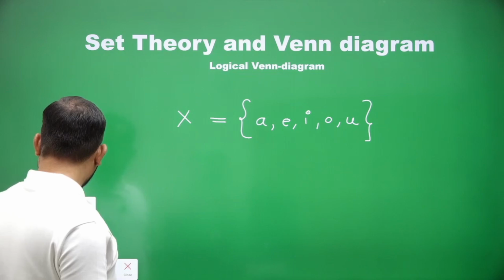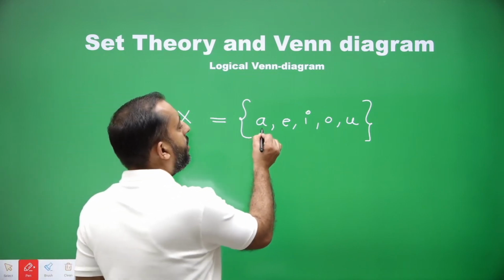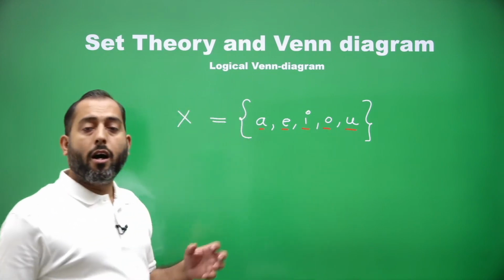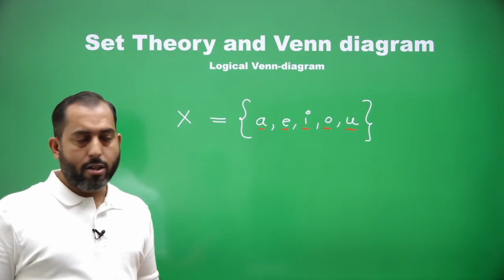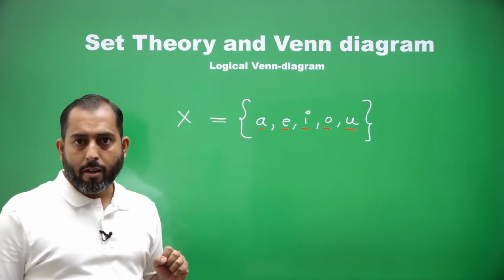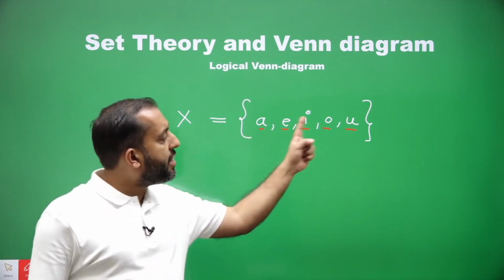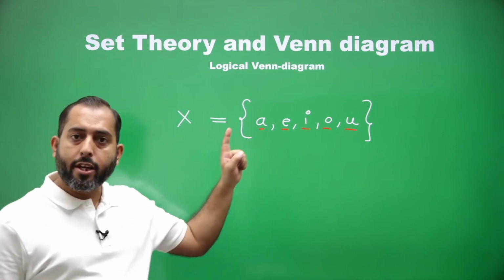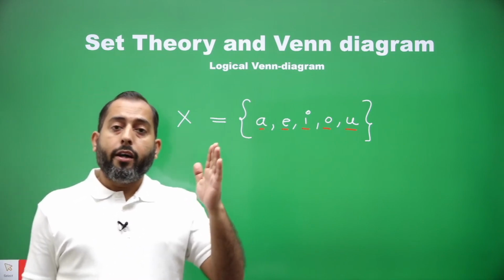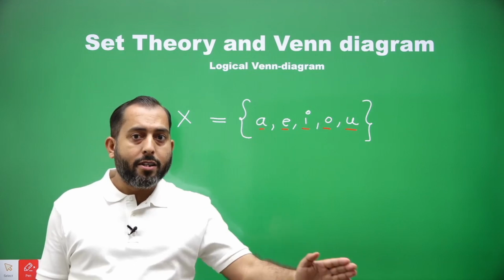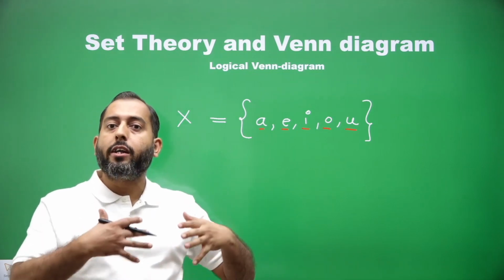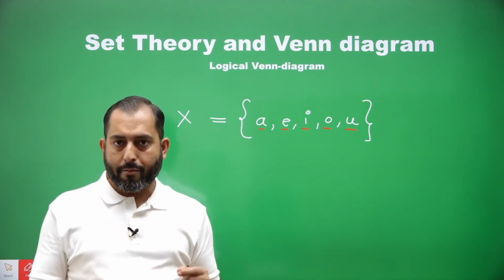Now, in this set, A, E, I, O, U are different elements. So, the total number of elements in this set is what? We separate each element with the help of commas in the case of a set. Now, remember, in a set, repetition of elements is not allowed. We cannot make a set where you are writing A 2 times.